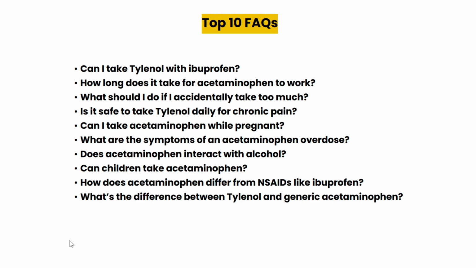How does acetaminophen differ from NSAIDs like ibuprofen? Acetaminophen is primarily an analgesic and antipyretic with minimal anti-inflammatory effects, while NSAIDs like ibuprofen reduce inflammation in addition to relieving pain and fever. What's the difference between Tylenol and generic acetaminophen? The main difference is the brand name. Both contain the same active ingredient, acetaminophen, and work similarly. Generic versions are typically less expensive but equally effective.